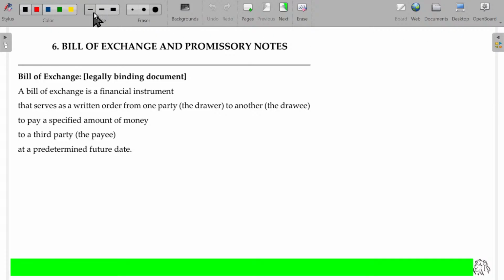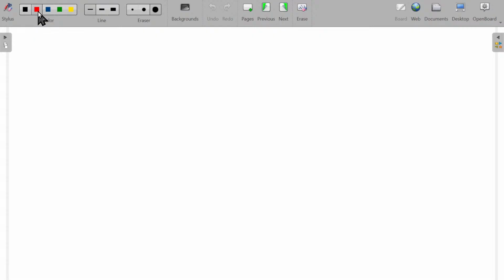Bill of exchange and promissory notes. Bill of exchange and promissory note. A and B. A sells the goods to B for rupees 1000. For that, B has to settle the payment.